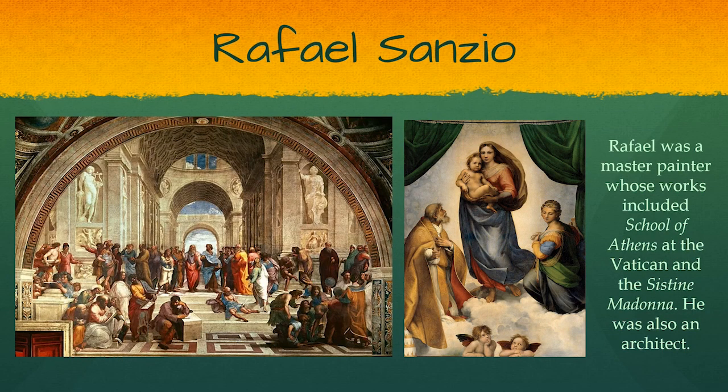Raphael Sanzio was a painter who's known for this large mural in the Vatican called School of Athens and the Sistine Madonna. See those two little angels at the bottom? They're pretty famous as well.